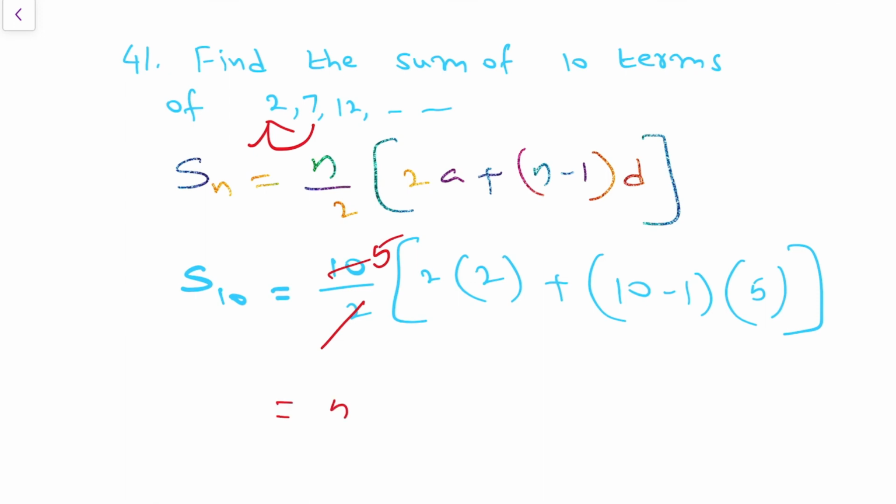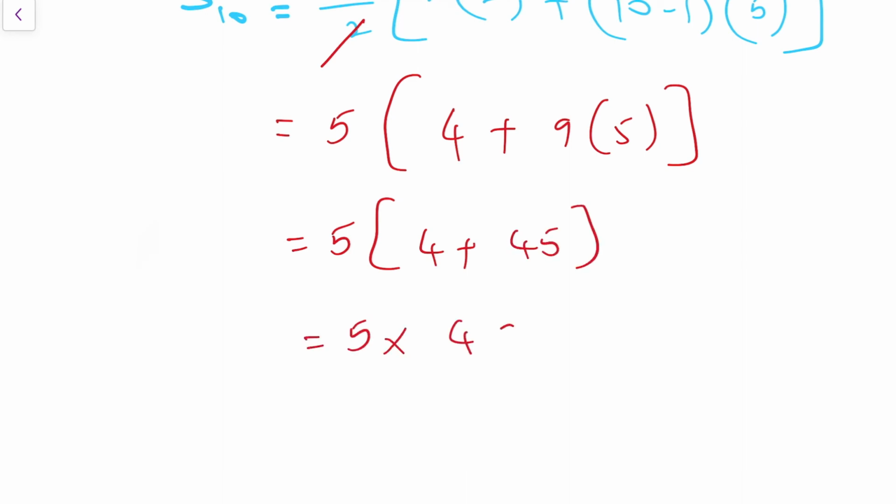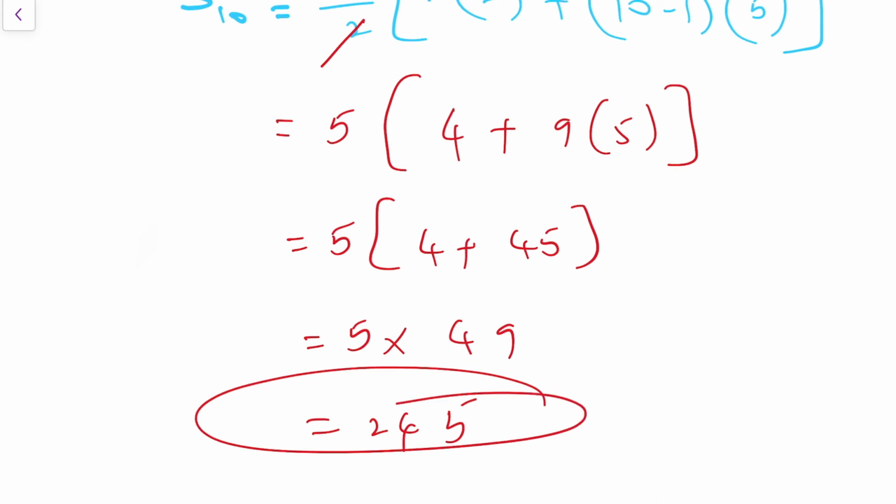Now let us simplify. 5 into 2 2s are 4 plus 10 minus 1, 9, into 5. 5 times 4 plus 9 5s are 45. That is equal to 5 into 4 plus 45, 49. 5 9s are 45, 5 4s carry, 5 4s are 20, 24. So 245. The sum of the 10 terms of the given progression is 245.